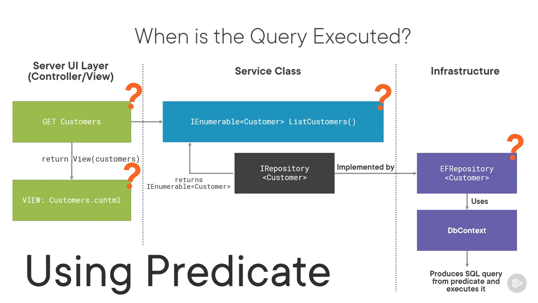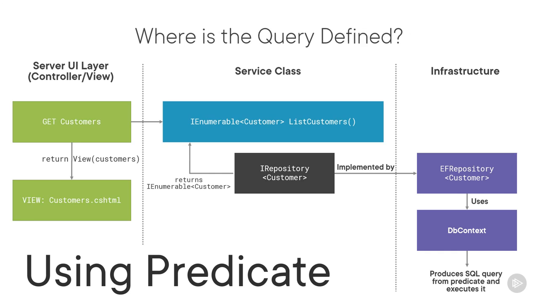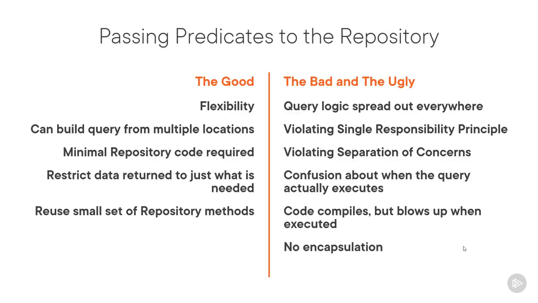Where before the query could have been executed at any of these points, at least now we know that whatever comes back from the repository will be the in-memory result. The actual query is always executed in the repository itself. Of course, if the service takes in a predicate, it still means that any code anywhere in the system could be responsible for creating the query logic, with the possible exception of the view if it's just being passed an IEnumerable at this point.